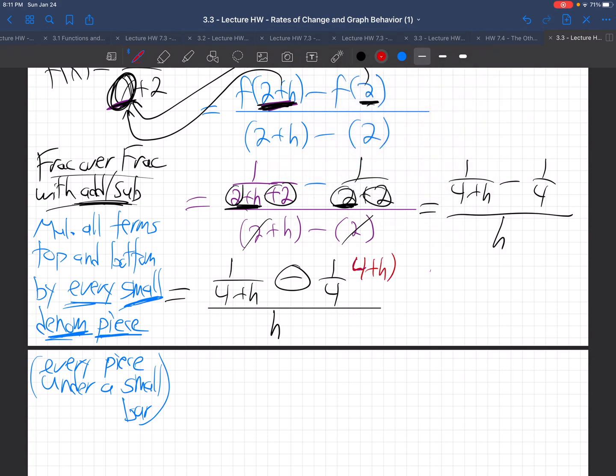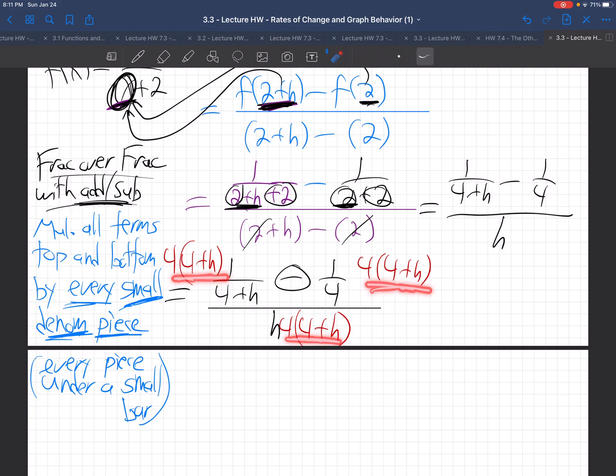4 plus h times 4. 4 plus h times 4. 4 plus h, here I'm going to put the 4 in the front. I should have put the 4 in the front. It doesn't really matter, but it'd be a little easier. Okay, so see what I did? I multiplied 4, 4 plus h, 4, 4 plus h, 4 plus 4 plus h. All the terms, top and bottom, by every small denominator piece. So both the items under small bars, multiply all the terms, top and bottom, by both of them.